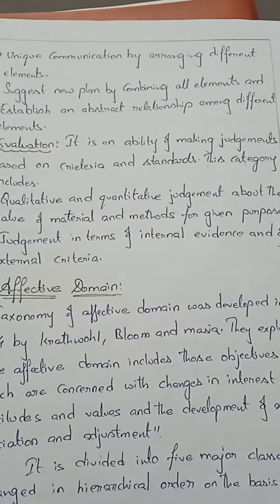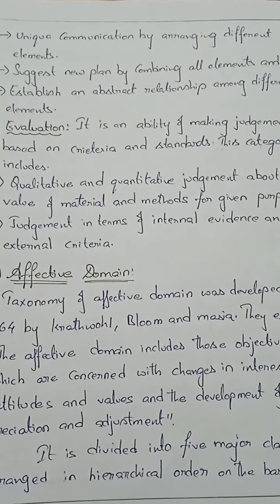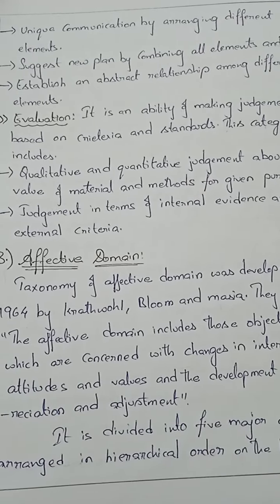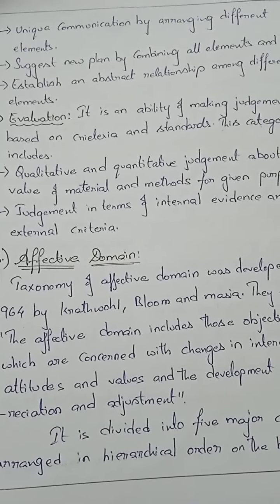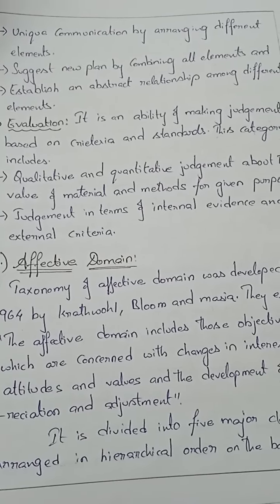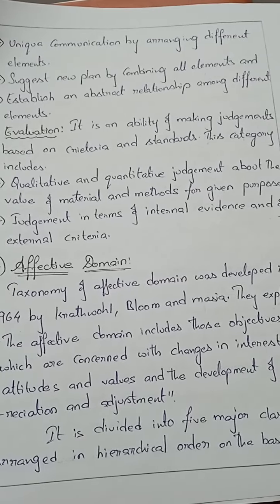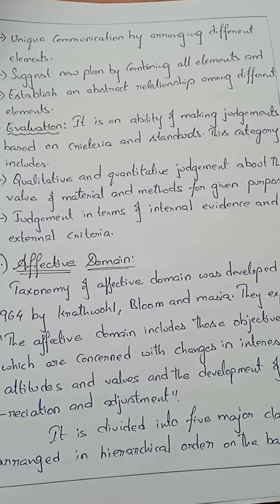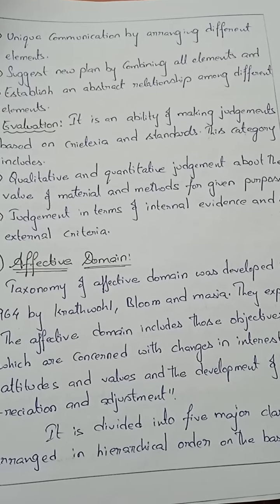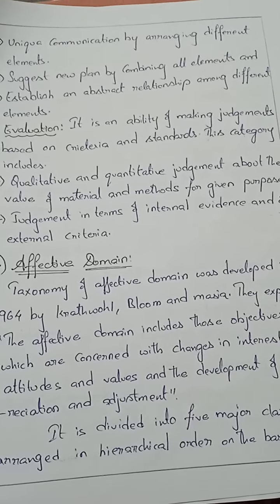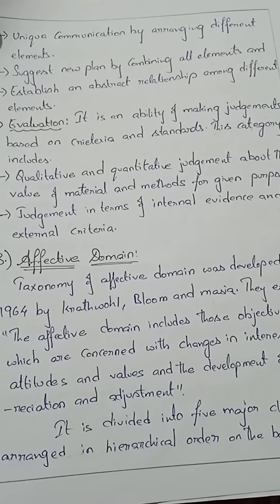They communicate uniquely by arranging different elements, suggest a new plan by combining all elements, and establish an abstract relationship among different elements. The next, evaluation. It is an ability of making judgment based on criteria and standards. This category includes qualitative and quantitative judgment about the value of material and methods for given purposes, judgment in terms of internal evidence and external criteria.